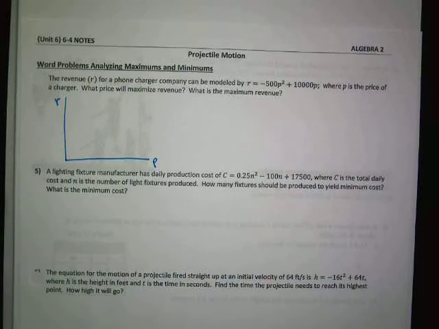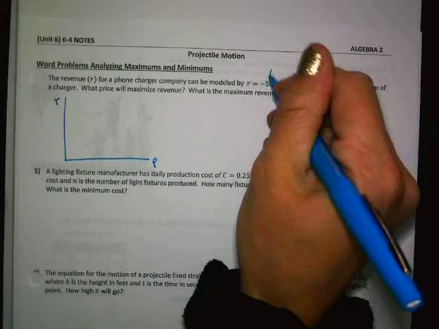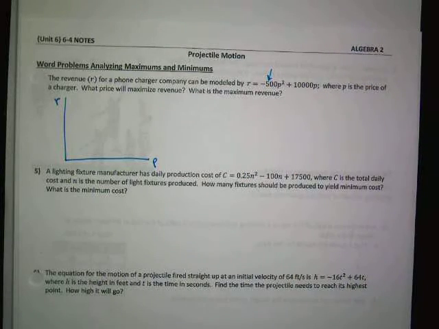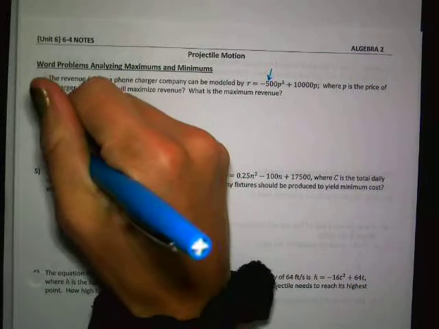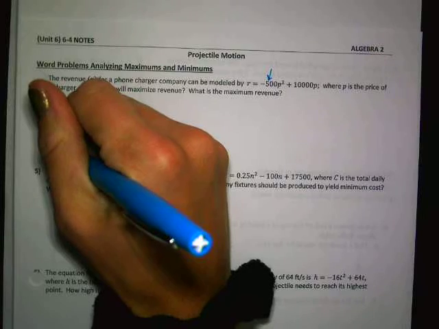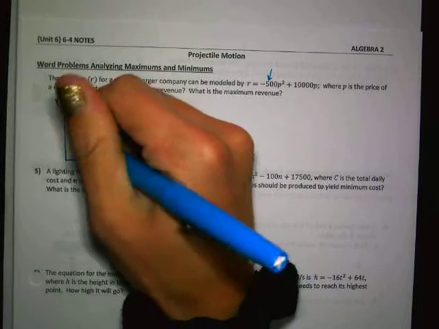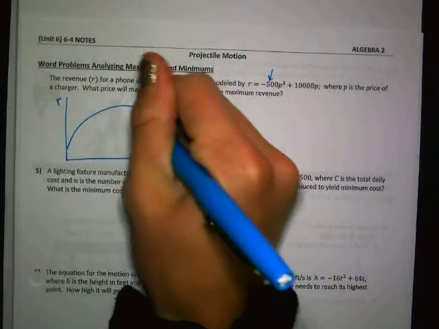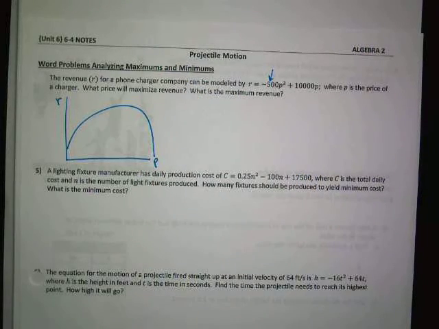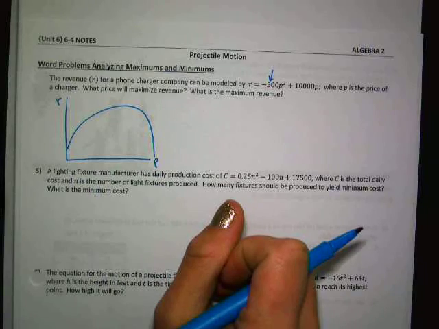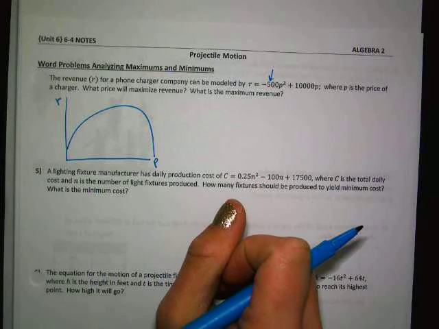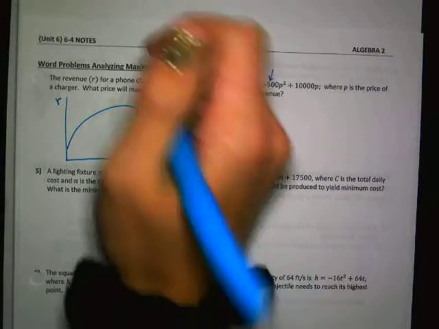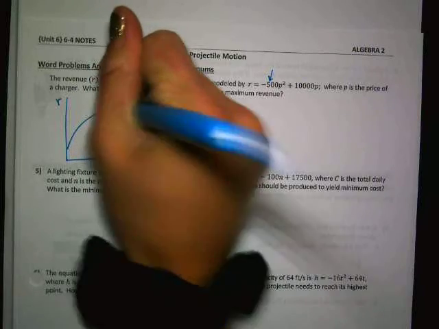Now, we don't need to get really particular about our graph right now. I just want to know, is it a happy face or a sad face? Sad face. Why? Because A is negative, which means maximum. All right, so we have a sad face, which makes sense because what is the question asking you for? The maximum revenue. So your graph should have a maximum.